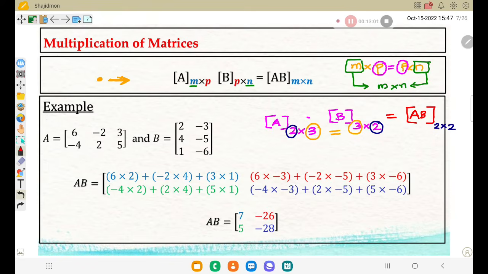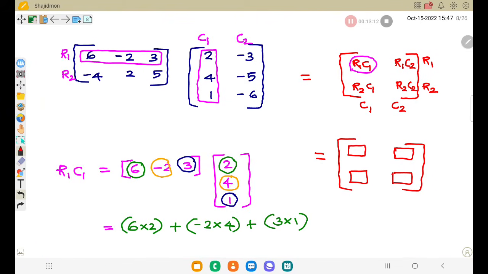Okay, so that is what I wrote here. See, 6 multiply 2 plus minus 2 multiply 4 plus 3 multiply 1. So you will get 7 here, the first number. Now in the same way we need to calculate all the others. R1, C2, first row with column number 2. First row we need to multiply with column number 2. That is R1, C2.